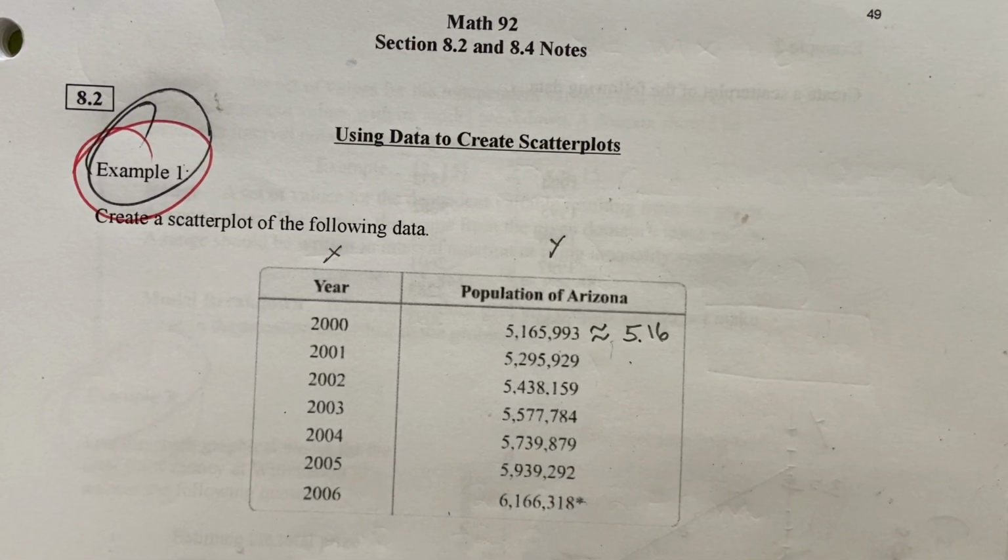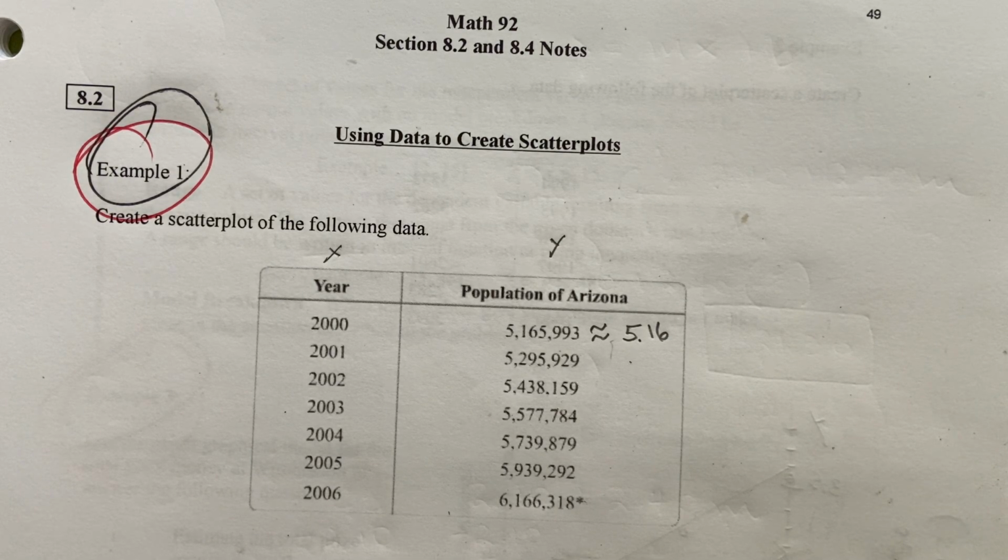Hello everyone. In this video I'll be going through sections 8.2 and 8.4. So 8.2 is regarding creating scatter plots out of data. And just as an introductory example, we have these different years. This is a table of data right here. And on the right we have population of the state of Arizona.